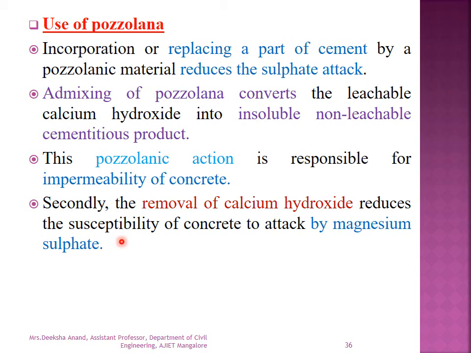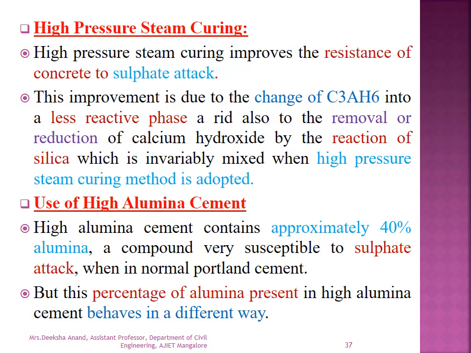Next is use of pozzolanas. Replacing a part of the cement by pozzolanic material reduces the sulphate attack. Admixing the pozzolana converts the leachable calcium hydroxide, Ca(OH)2, into an insoluble non-leachable cementitious product. Secondly, removal of calcium hydroxide reduces the susceptibility of the concrete to attack by the sulphate. Next is high pressure steam curing, which improves the resistance of the concrete to sulphate attack.